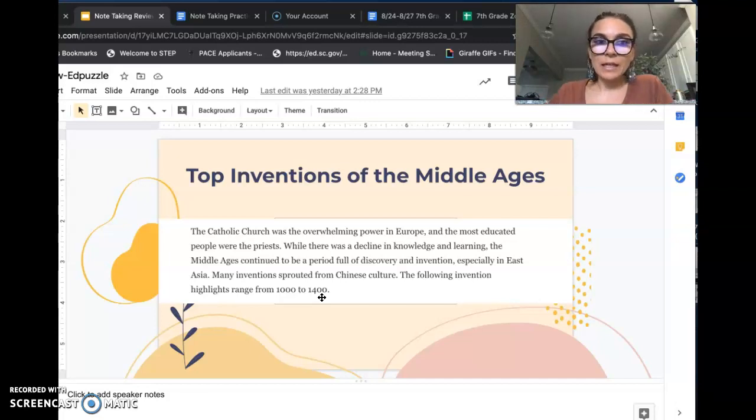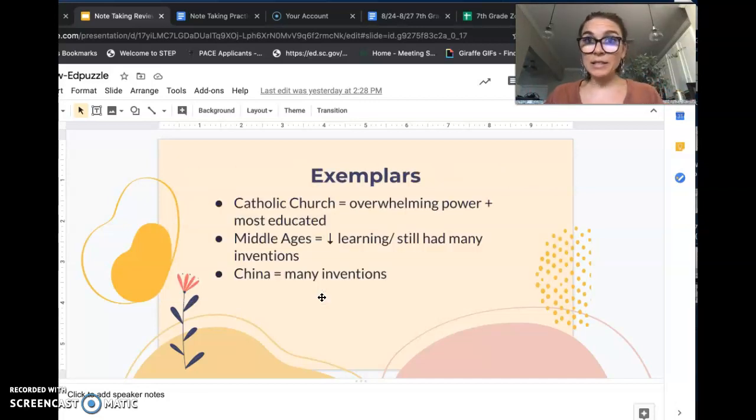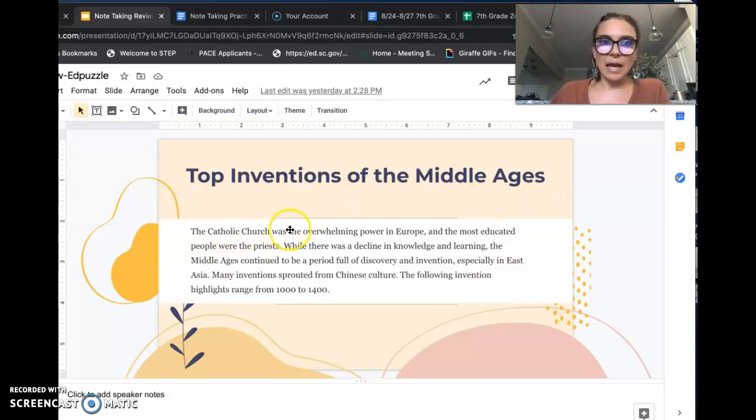Okay, if you have anything like mine, and you could have something different too that makes sense. Not everybody's going to have the same notes. Some things that I put in there. I put that the Catholic Church equals, so pretty much the Catholic Church was defined as an overwhelming power, and they were the most educated. Remember, my plus sign means and. The reason I put this is because I remember reading, it says the Catholic Church was the overwhelming power in Europe, and the most educated people were the priests who were part of the Catholic Church.